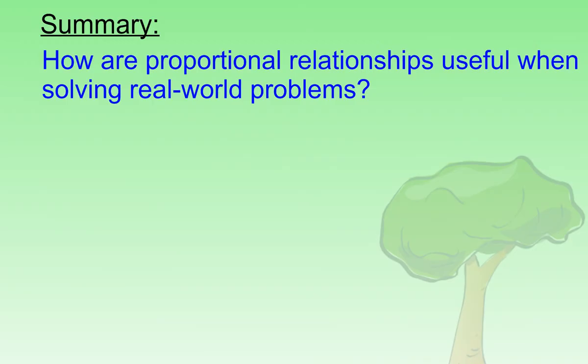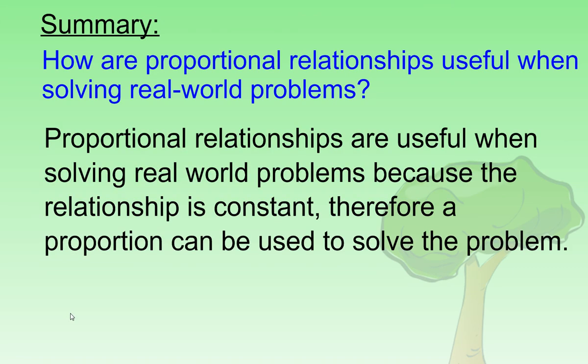If you could please, how are proportional relationships useful when solving real-world problems? Go ahead and pause the video right now, answer your question, and when you're ready to continue, hit play. We'll go through it together. This answer is kind of like a wraparound answer, but it says proportional relationships are useful when solving real-world problems because the relationship is constant. Therefore, a proportion can be used to solve the problem. That's basically what it comes down to. Because it's a proportional relationship, you can use a proportion. Proportions are easy to solve, so therefore the problem's easy to solve.